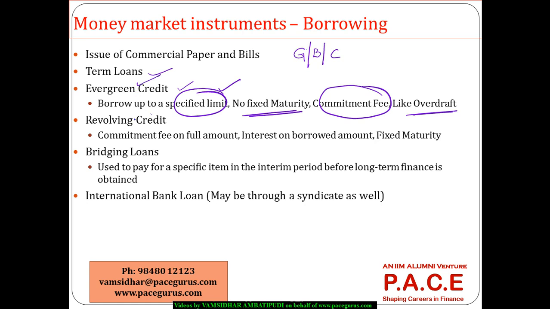So this is like an evergreen credit, but there could be a revolving credit as well, wherein the maturity period is fixed, typically for a 3-year period. After that, again, a revision of the entire contract has to happen. So here also there is a commitment, but the commitment fee is to be paid on the whole amount, whether I draw that whole amount or not. The commitment fee has to be paid on the entire amount, but the interest payment happens only on the amount that is being borrowed.